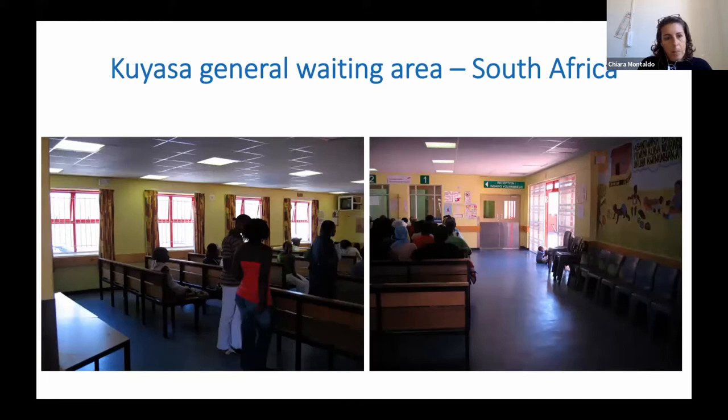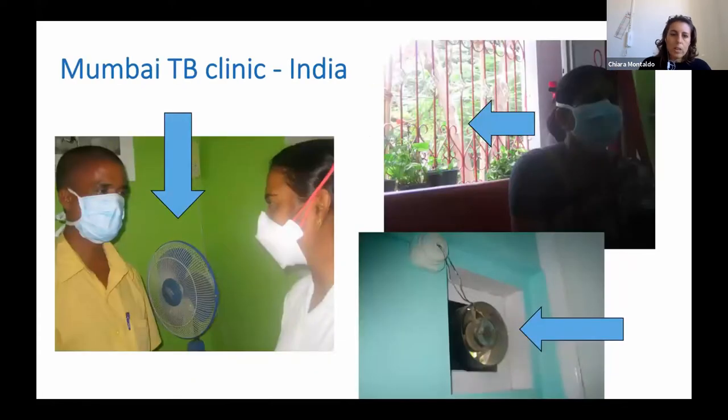This is the same thing, just to show you the number of windows that we tried to put everywhere, especially in the waiting areas. These are pictures taken in a Mumbai TB clinic in India. And here we had a structure with fewer windows, but we managed to put in fans and exhaust fans to be able to direct the flow. And sometimes also to think about simple things which can reduce the risk of transmission.